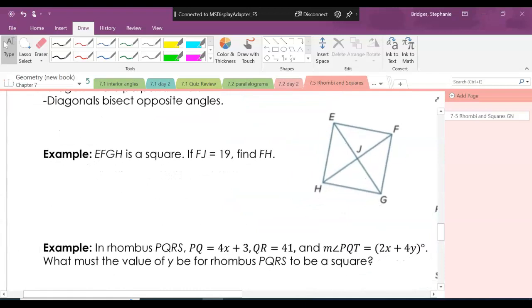It says that EFGH is a square and that FJ is 19. We want to find FH. This is actually a really easy question. You should be able to do this without my help. Label what it tells you in your picture. It tells you that FJ is 19. It wants us to give FH.